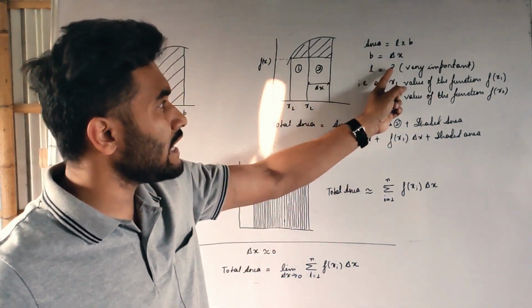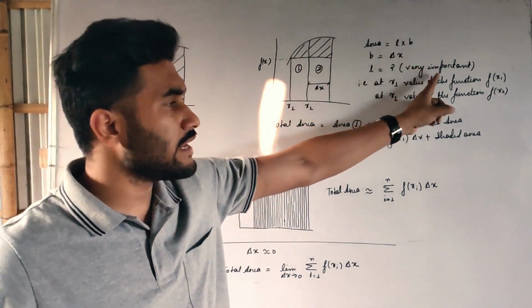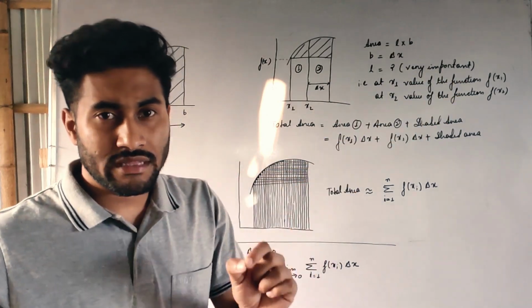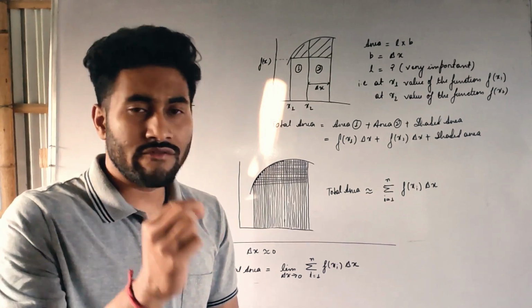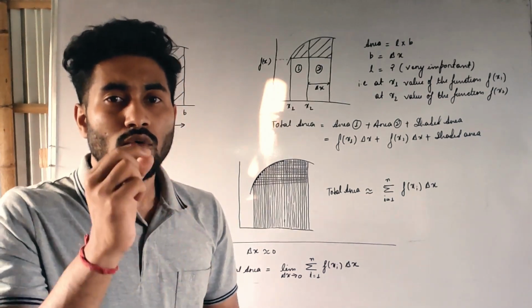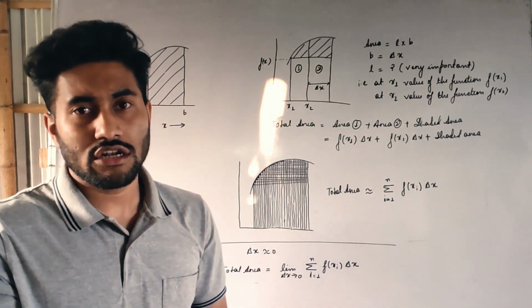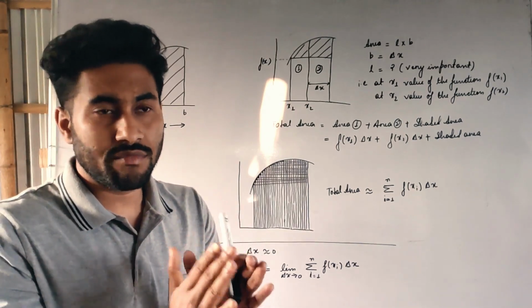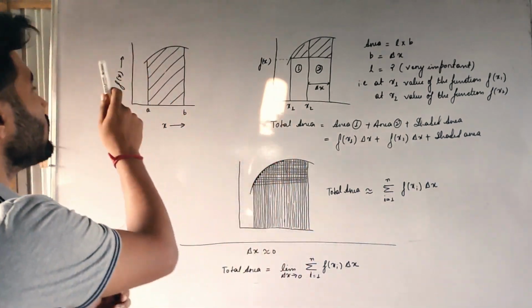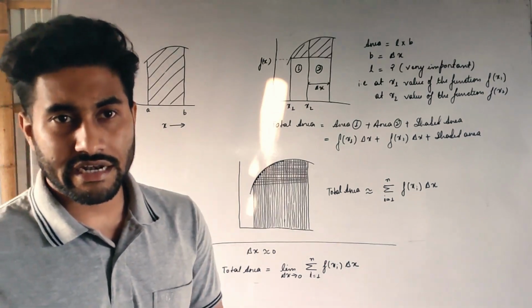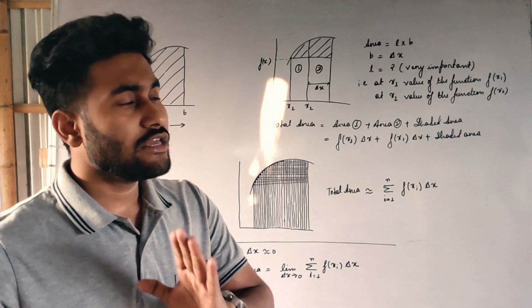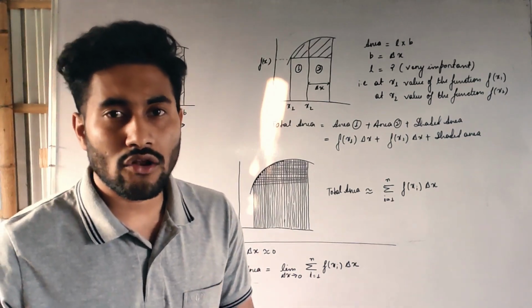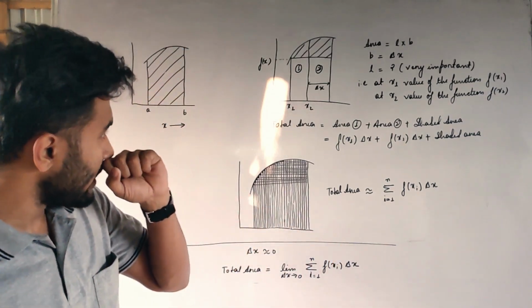But what will be the length of the rectangle? This is very important. In the previous video, I said one line that is very important, and that is: y must be a function of x. They must be related. If there is no relation between x and y, you cannot find the derivative, you cannot find the integral.